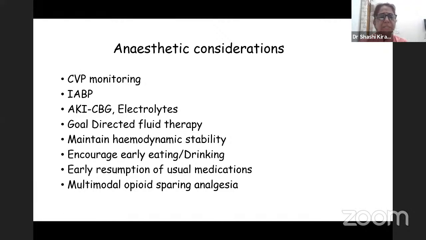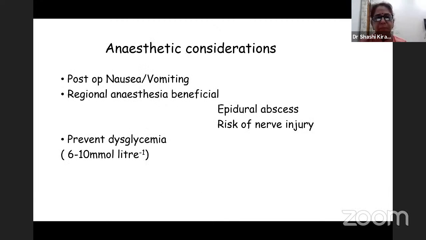Now the various monitoring: sometimes the patient may require, apart from the usual, invasive monitoring like CVP and arterial blood pressure monitoring. And of course, blood glucose and electrolytes. Goal-directed fluid therapy should be used. Maintain hemodynamic stability and encourage early eating and drinking so that the patient can resume usual medications early. Multimodal opioid sparing analgesia should be used. Try to prevent PONV, and regional anesthesia is beneficial in emergency surgery as well if it is possible.